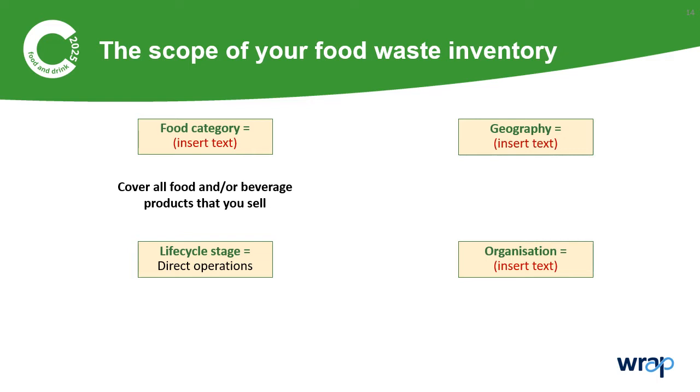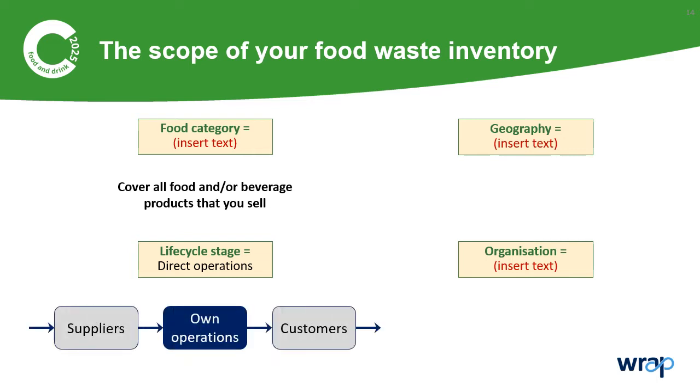Okay, secondly, life cycle stage. So again, the intention is that businesses report for their own operations. So essentially reporting against food that you own, where you own the operations and have direct control over the food.